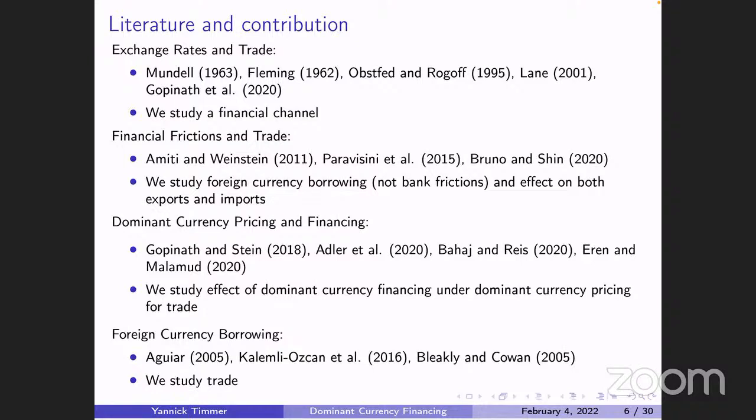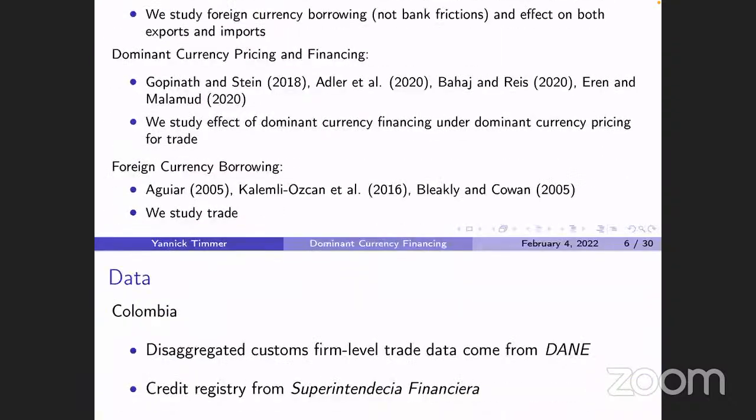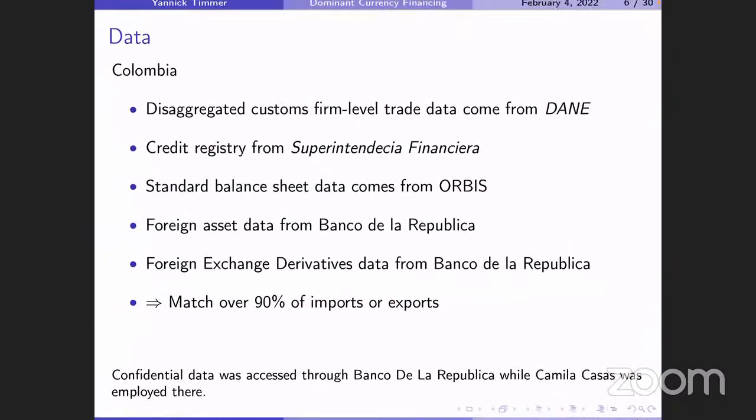Then, of course, there's a large literature on foreign currency borrowing and the effects on certain firm outcomes, but compared to these studies, we actually look at trade and not at some other outcomes such as investment. So we really study what the effect of exchange rates is through this different channel on the external adjustment and not on domestic variables. So how do we address that question?